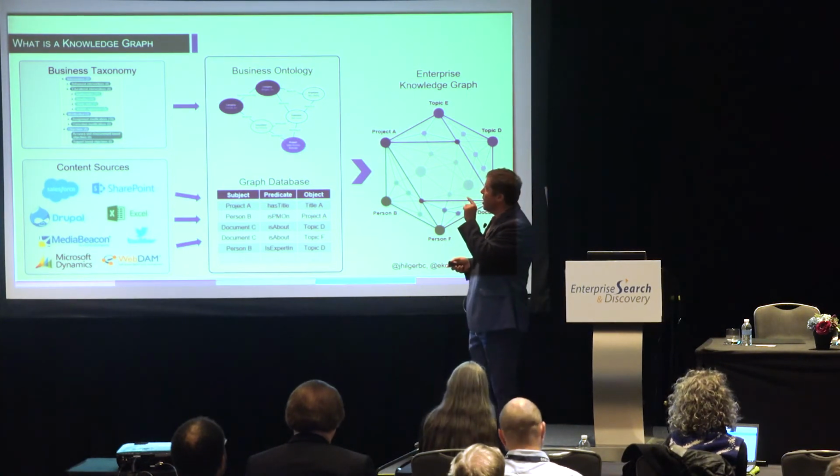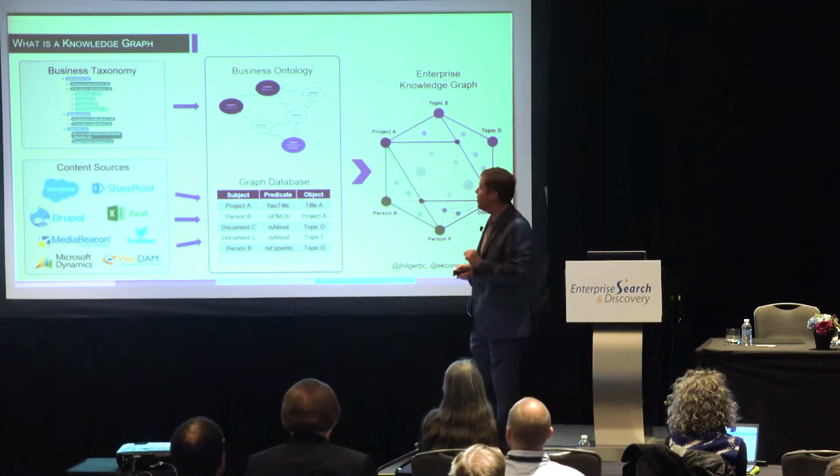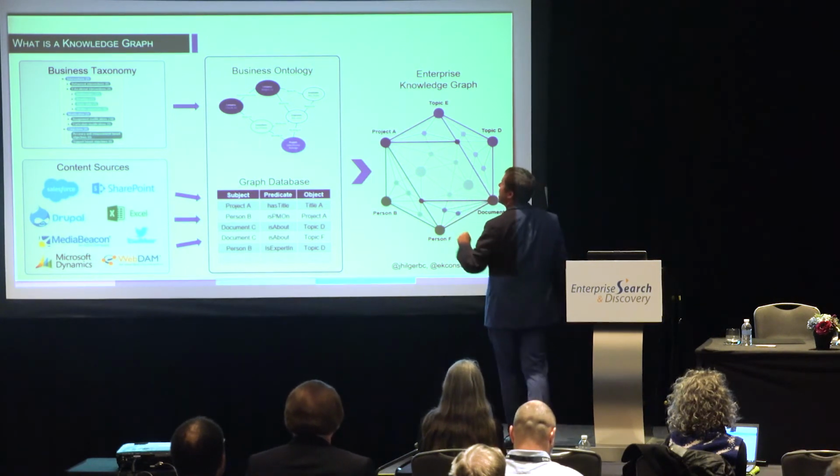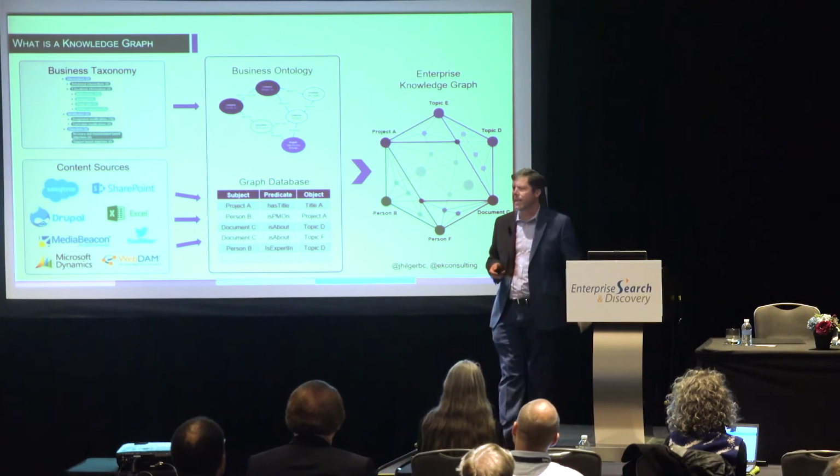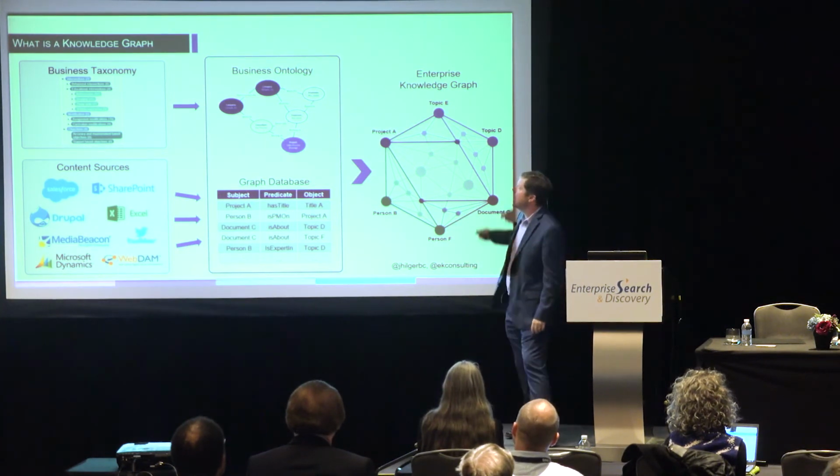So the content sources are where you get your information. Taxonomy is how you categorize it. Ontology is really the modeling and design, and the graph database is where you store it. Together, you've got a knowledge graph.